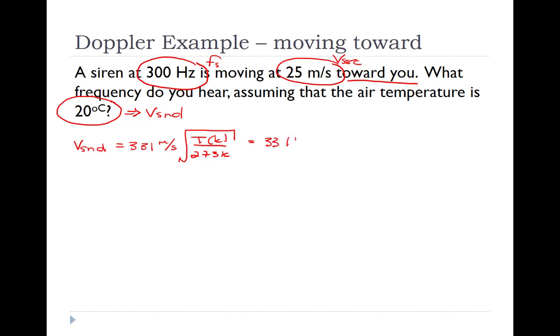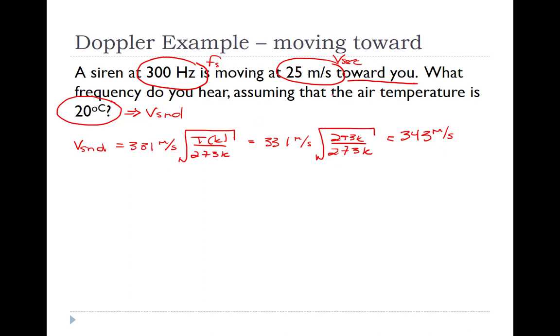So 331 meters per second times the square root of 293 Kelvin divided by 273 Kelvin. And that results in 331 times the square root of 293 divided by 273, 342.9 meters per second. I'm going to round that up to our standard 343 meters per second.